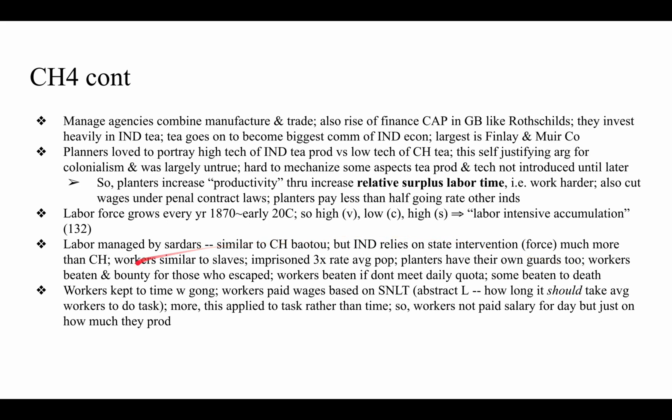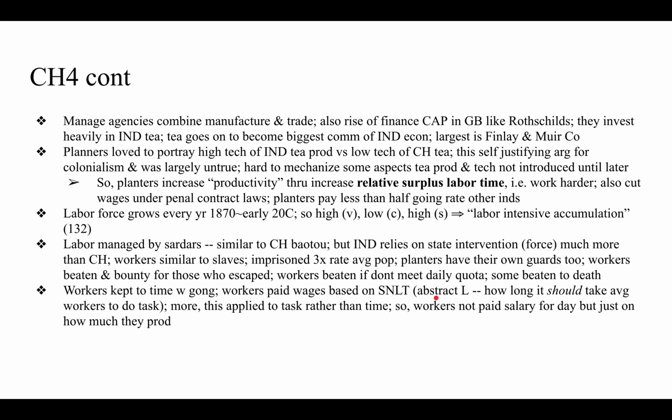If they tried to escape, workers would be beaten, and a bounty would be put out for those who ran away. Workers would also be beaten if they didn't meet a daily quota, and some were beaten to death. And then here, this kind of is similar to the incense sticks in China. Workers were kept to time with a gong, and they're paid wages based on socially necessary labor time.